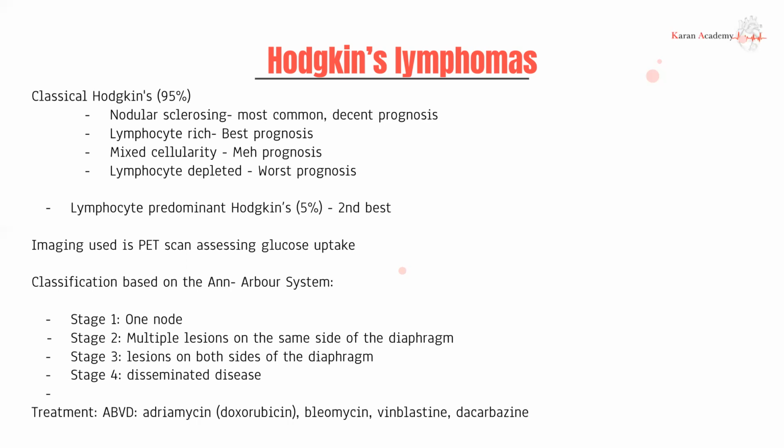The treatment is a chemotherapy combination of ABVD. So you have adriamycin, also called doxorubicin, bleomycin, vinblastine, and dacarbazine. So these 4 drugs, up to you if you want to memorize them. I don't see this being tested, but again, if you want to flex on your hematology consultant, a good way to do that.